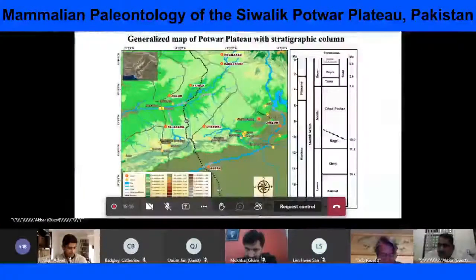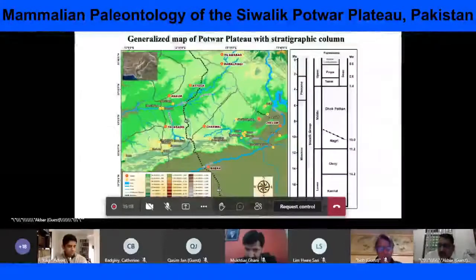The visited sites in the district Attock are present in the Khaur area and include Kalyalkas, Yogi Mehra, Dog Meela, and Kot Malyar. Kalyalkas and Yogi Mehra are in the Dhok Pathan formation. Dog Meela and Kot Malyar belong to the Nagri formation.